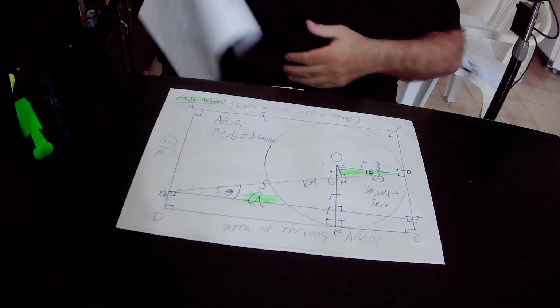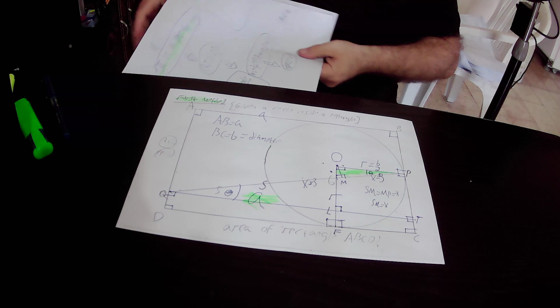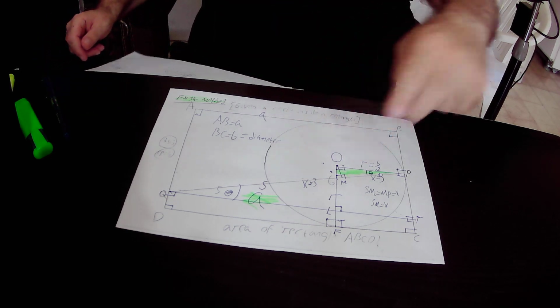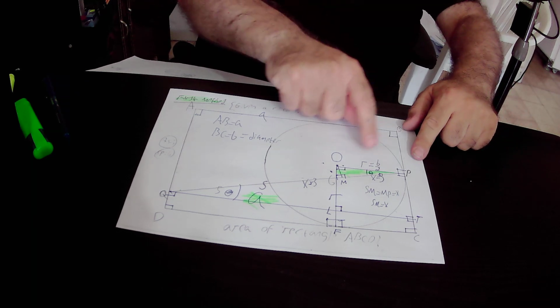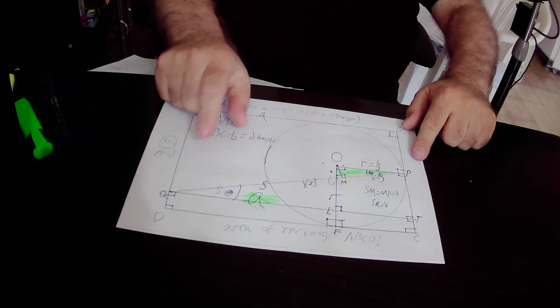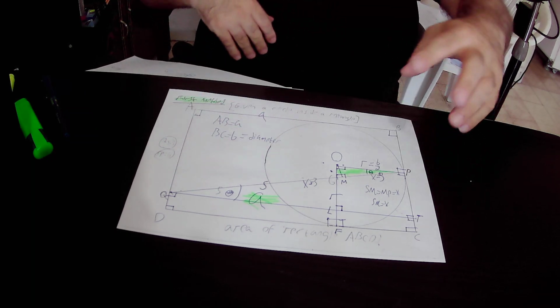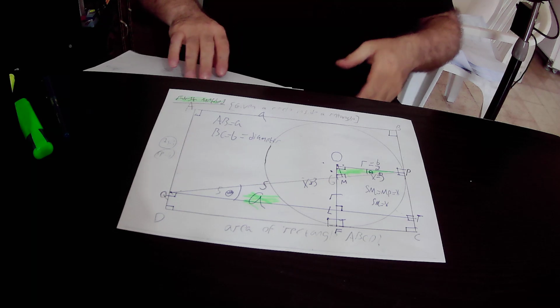In the drawing, we have rectangle ABCD. Inside rectangle ABCD, we have this circle. Chord PS equals 6 units. Line segment QS equals 5 units. And our mission is to find the area of this rectangle ABCD.